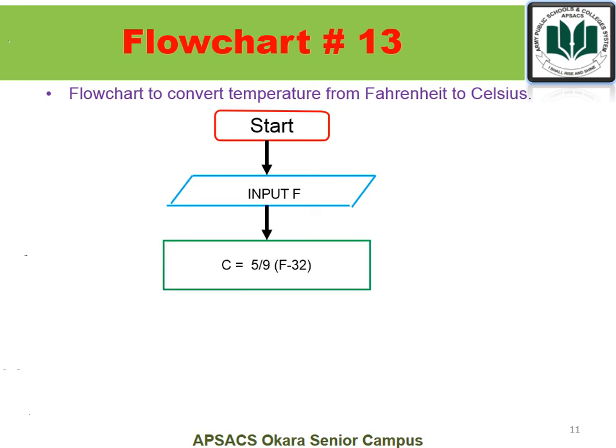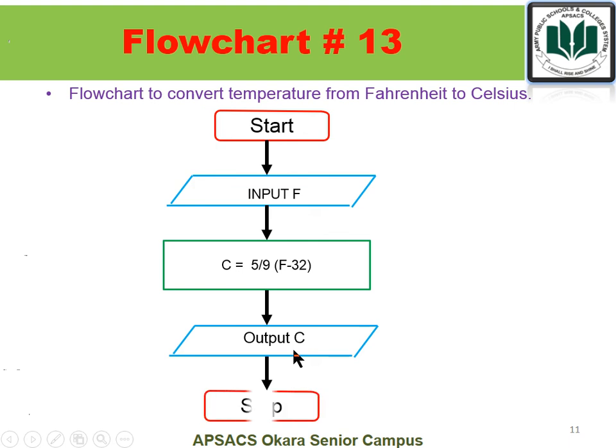Then a processing step, C = 5/9 (F - 32). This is our processing, this is our formula which we will use to convert temperature from Fahrenheit to Celsius. So in the next step, output C, and in the last step we will stop.